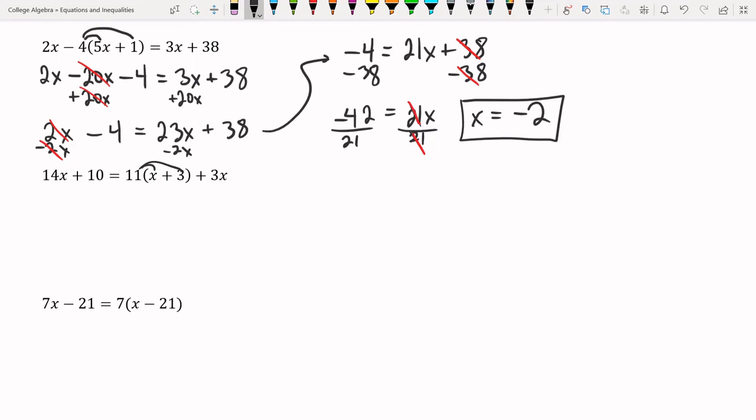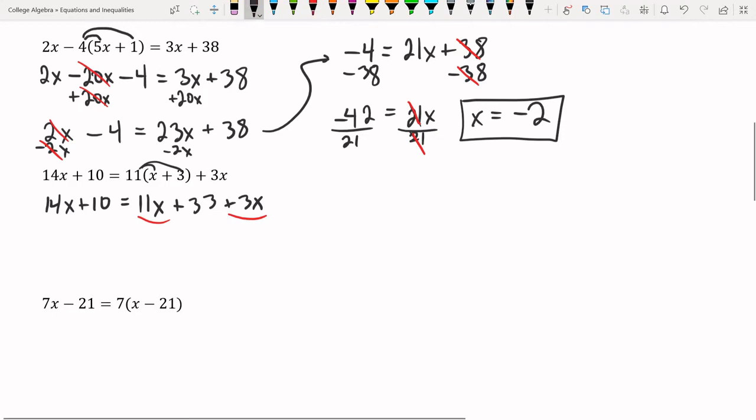I'm going to distribute the 11 because it's in front of parentheses. And we never want parentheses when we're trying to solve for something. So getting rid of them is going to help you. There are cases when you do want parentheses, but most of the time, get rid of them. It's going to be better. 11 times x is just 11x, and 11 times 3 is 33. Now this is what I should have done in the first case.